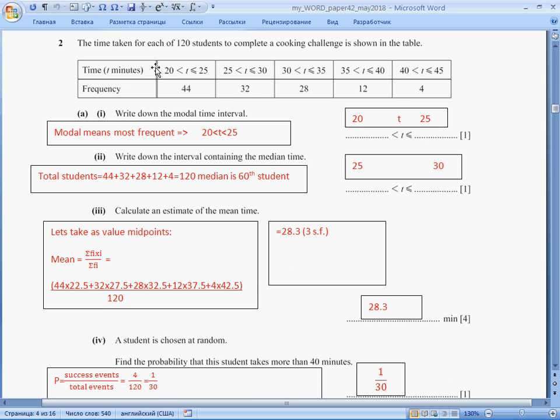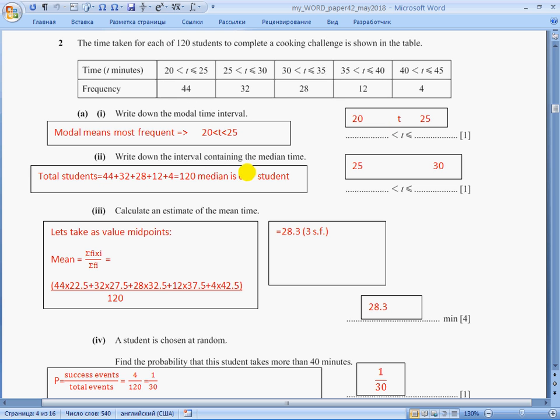The time taken for each student to complete the cooking challenge is shown in the table. So we have 44 students who took from 20 to 25, and so on. Write down the modal time interval. The mode is the most frequent. So the most frequent is when there are 44 students, so it is from 20 to 25. So this is our answer.